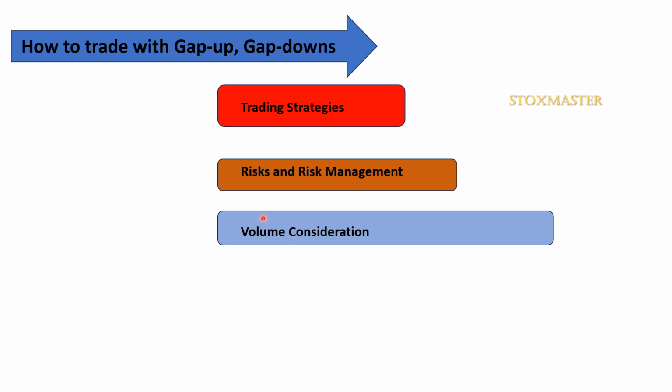Similarly, for sellers also, while the gap down happens, we have to consider that if huge volume is there, then the trend continues. Increasing volume means the trend continues; decreasing volume means the trend may reverse. Consider this, it is very important, right?